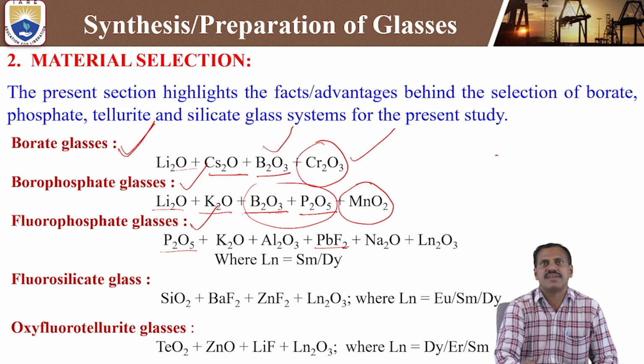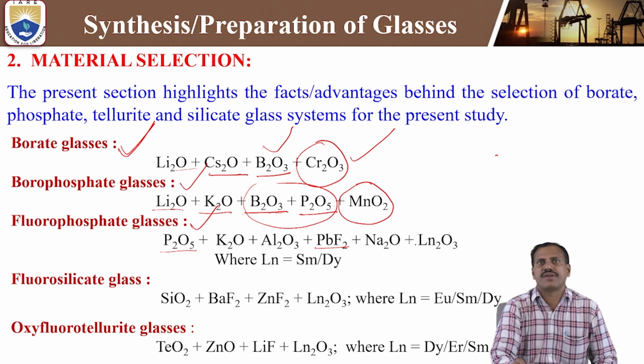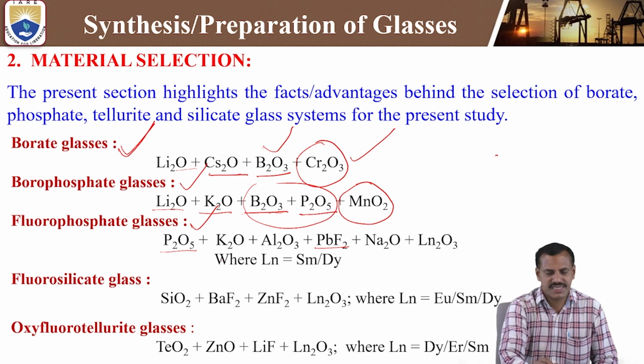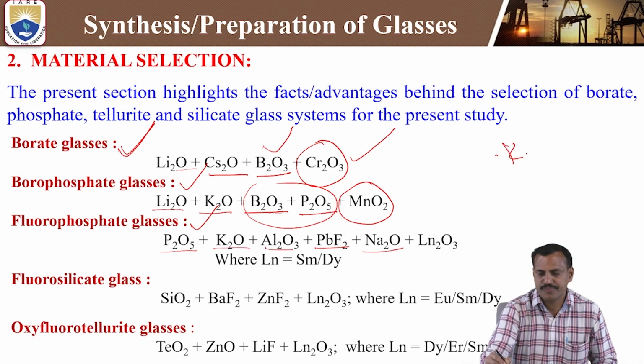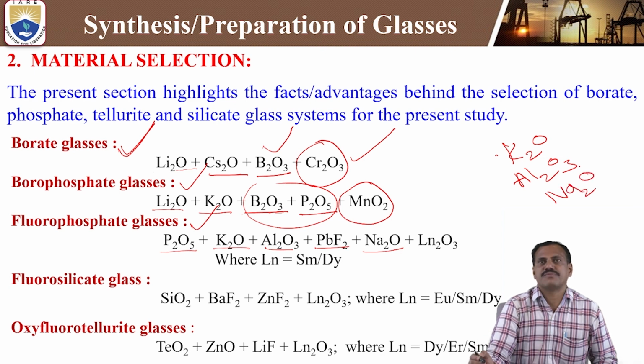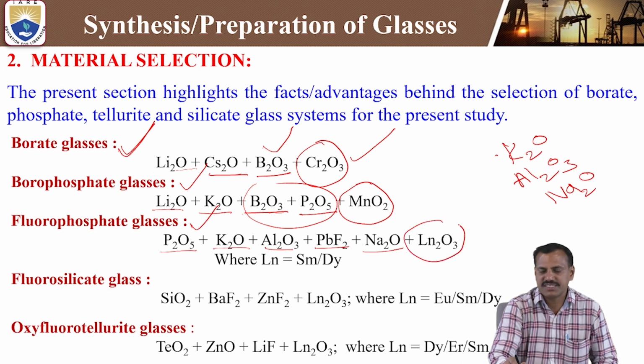P2O5 and lead fluoride are taken in larger composition. If the total is 100 mole percent, the major composition should come from P2O5 and lead fluoride. The remaining are the glass modifiers: K2O, aluminum oxide Al2O3, and Na2O. These are the glass modifiers in the case of fluorophosphate glasses. Here we take lanthanide oxide as the dopant, such as samarium or dysprosium. These are the lanthanide doped glasses.